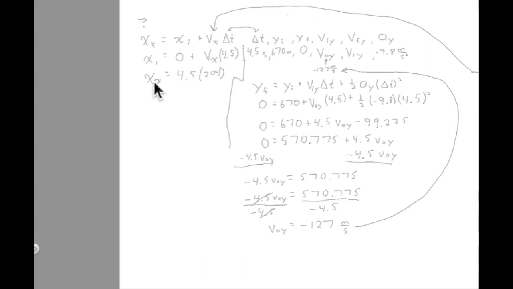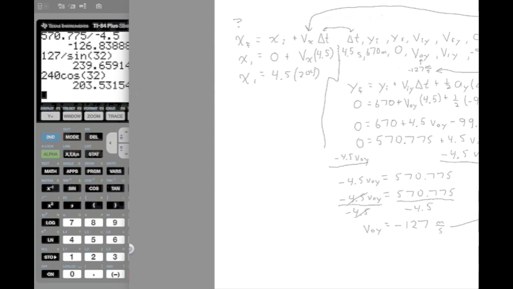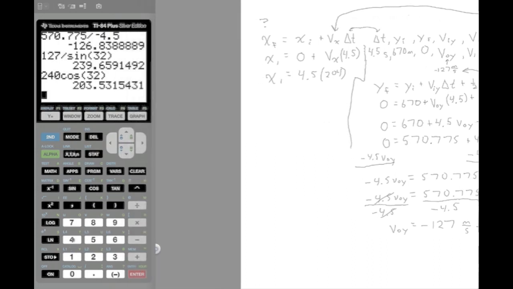And now we have an equation in one unknown. So we're ready for our calculator. X1 is 4.5 times 204. Pause to make sure that you've actually entered it correctly into your calculator. X1 is 918. Now we should include the units. SI units on position are meters.